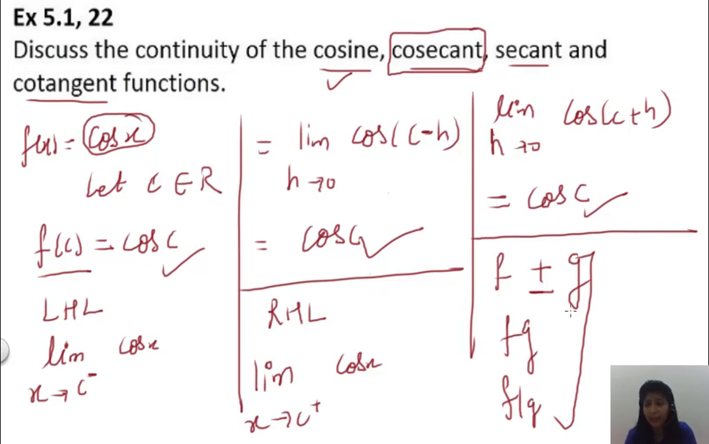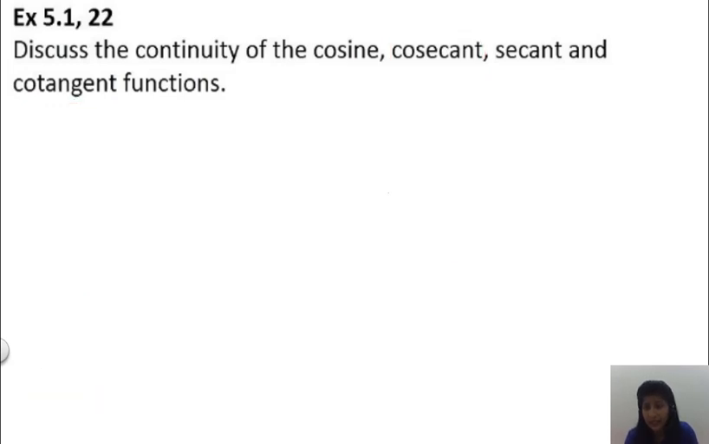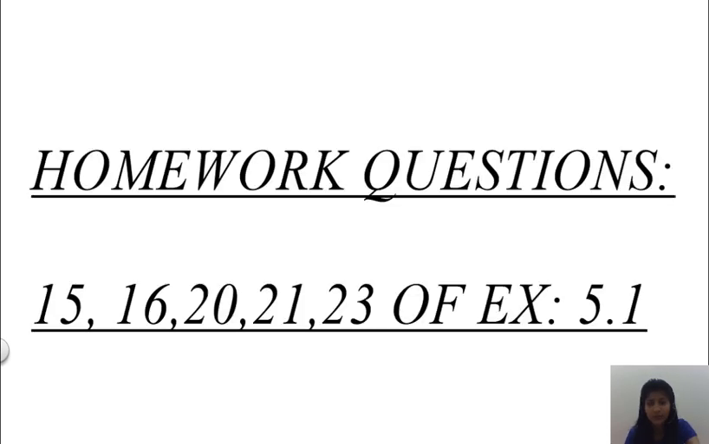In the homework part, let me tell what you are going to do today. This is your homework. As we have done a similar kind of question which I have given you in homework, you will definitely be able to do this. So you have to attempt question number 15, 16, 20, 21, 23 of exercise 5.1. I don't think this is much homework. You can easily do it.